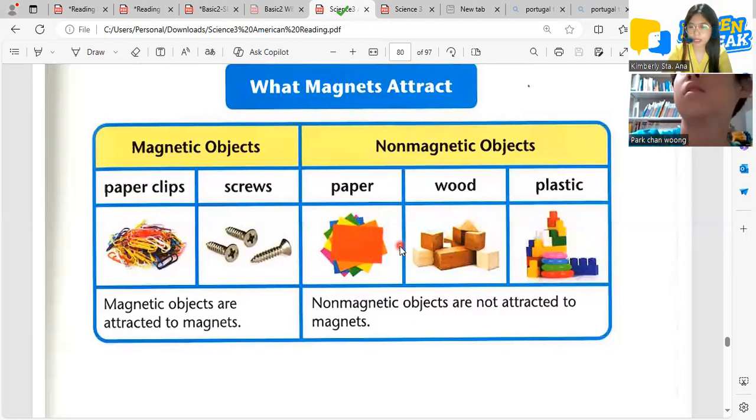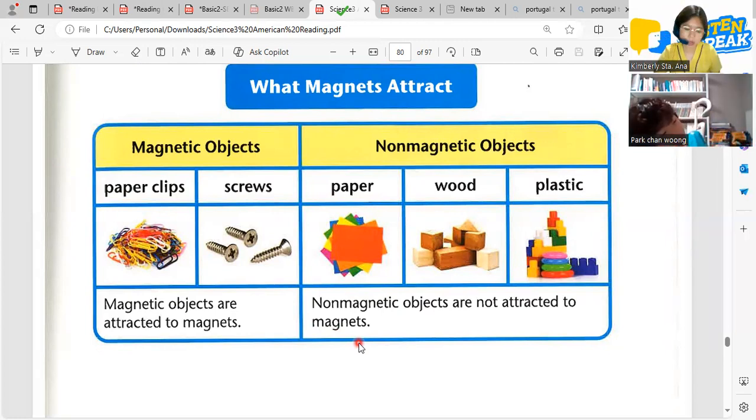How about here? Let's talk about non-magnetic objects. Oh, yeah. Paper, wood, plastic. Okay, so non-magnetic objects are not attracted to magnets. Can you show me something inside your room that is non-magnetic? Okay. They will be getting it, but it's okay.